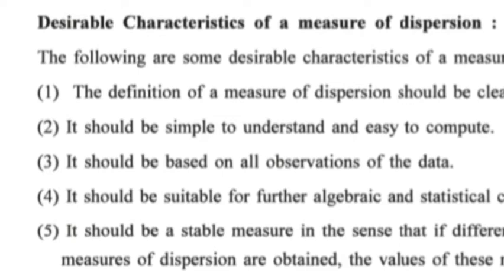Next, the third one, that it should be based on all the observations of the data. Yes children, while you calculate the dispersion, it is really necessary that you use all the observations. It shouldn't be that you are using some of the observations and the other observations are neglected, right? So while we calculate the measure of dispersion, we should be considering all the observations of the data. Then only we can say that it is one of the best features of measure of dispersion, right?